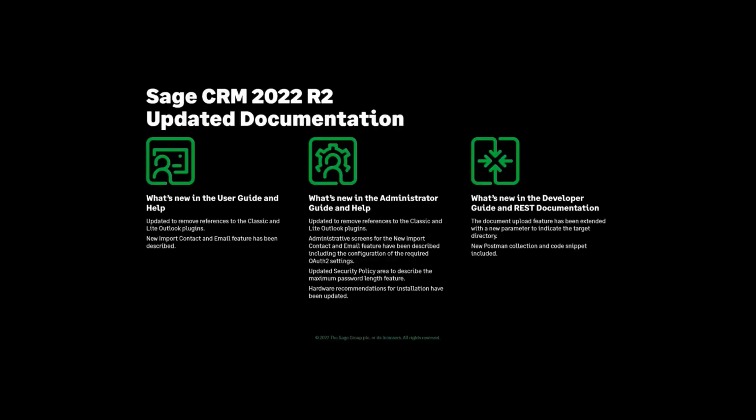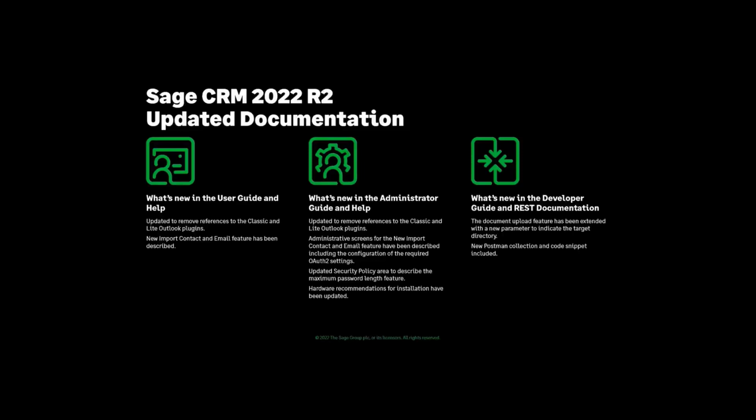We've implemented all the changes within the user guide, and what's new, as you would expect, as we've removed the references to the classic and light Outlook plugins. We've described the new feature, not just in the user guide and help, but also in the administrator guide and help. And we've had to go through the description of the administration screens for all that's necessary for that. As I said, we've also done work around security policies, and I'll talk a little bit about this in some of the recommendations for hardware, we've also made some changes in the administration guide.